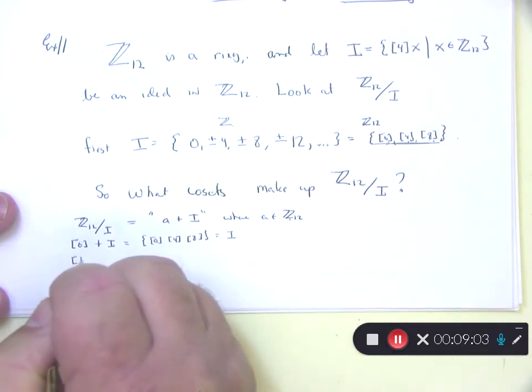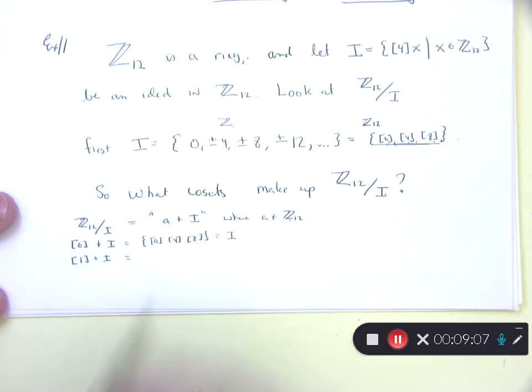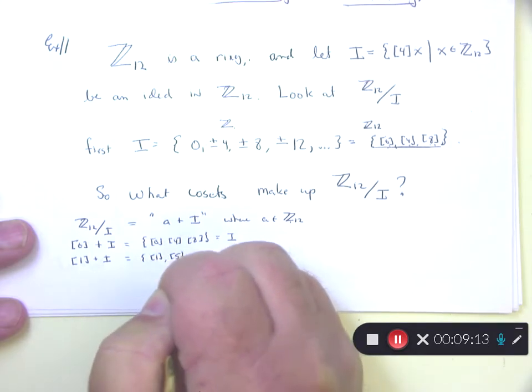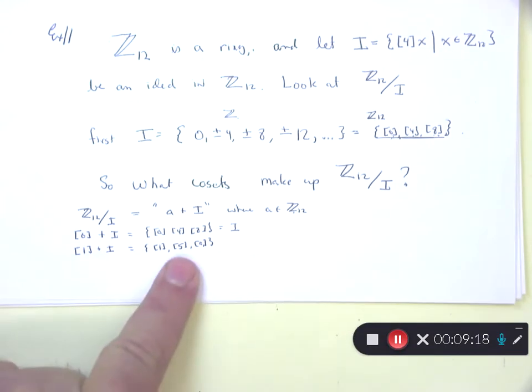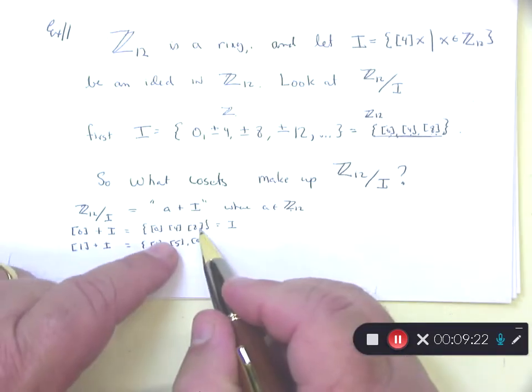The next one is going to be 1 plus I. For 1 plus I, you're going to add 1 to each one of these elements. So that would be the equivalence classes of 1, 5, and 9. I'm just kind of breaking them up, but these will be my cosets. This is what we're talking about, but this is what they represent.